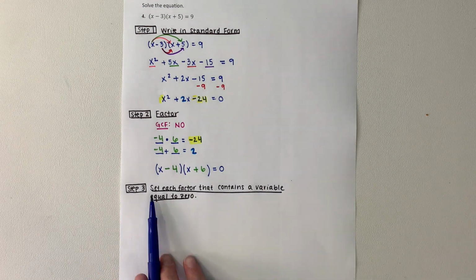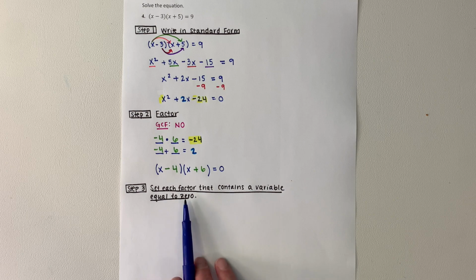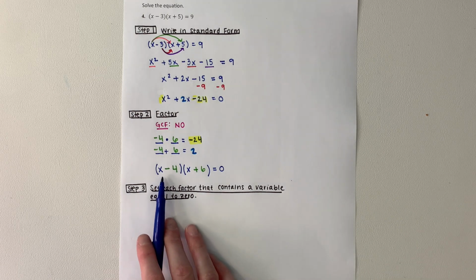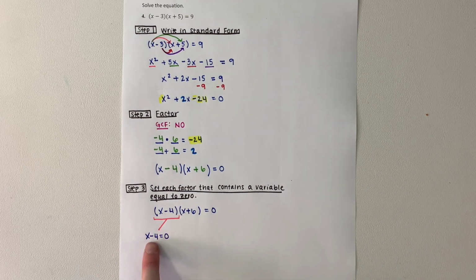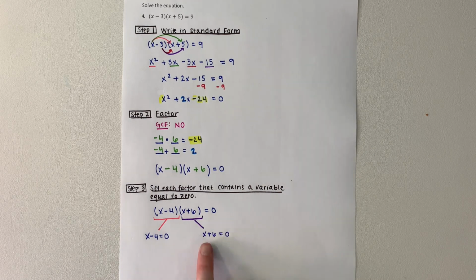Step 3, we set each factor that contains a variable equal to 0. I'll start by copying down this factored equation. We have two factors here, so let's go ahead and set each factor equal to 0. We'll set the factor x minus 4 equal to 0, and we'll set the factor x plus 6 equal to 0. Now we want to solve both equations.